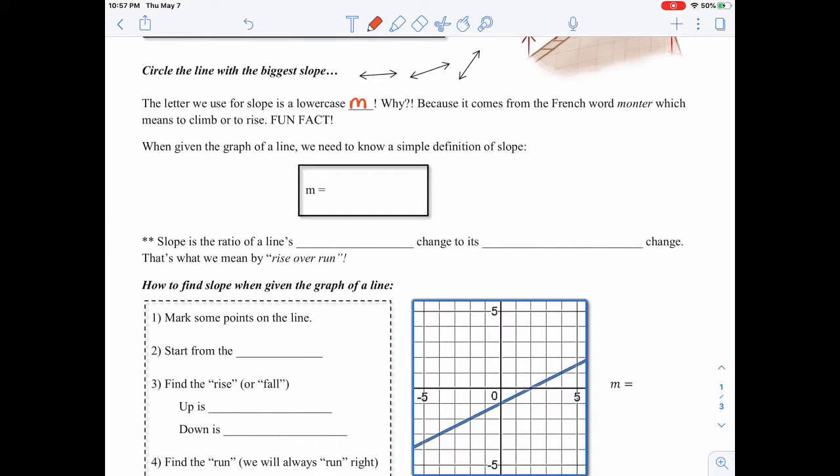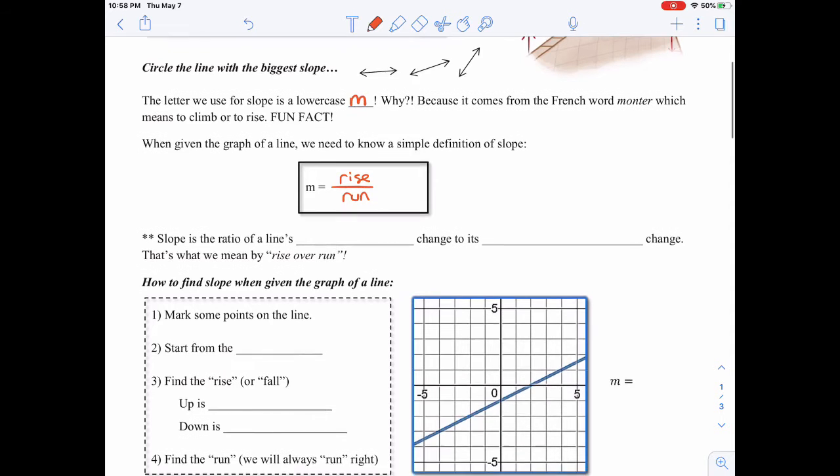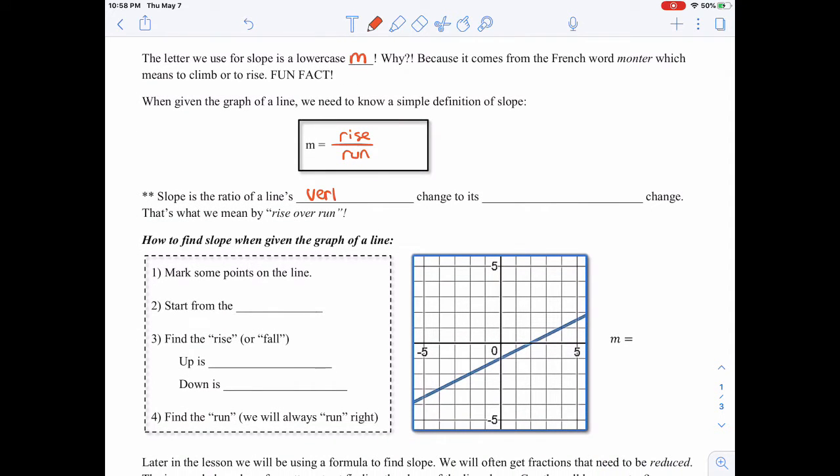So when given the graph of a line, we need to know the simple definition of slope. And all that is your rise over run. I'll explain that a little bit more in detail in a second. But slope is the ratio of the line's vertical change. And remember, vertical is when you're going up and down. And that's to its horizontal change. And again, horizontal is side to side. Okay? So that's what we mean by rise over run. We're talking about our vertical change over our horizontal change.